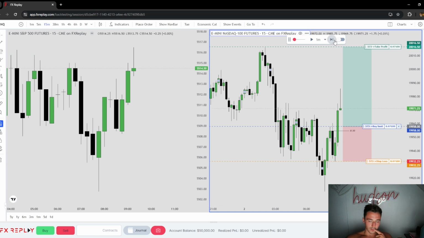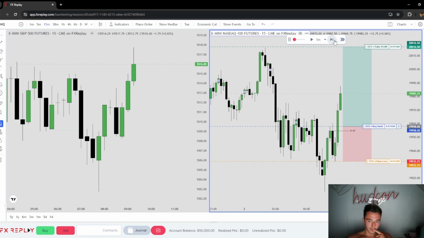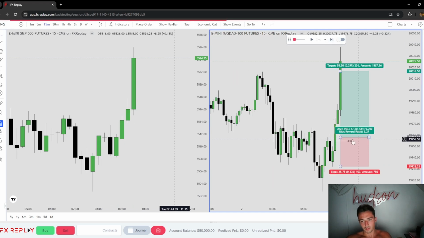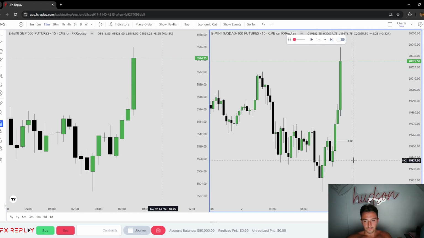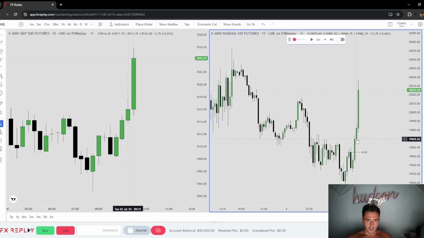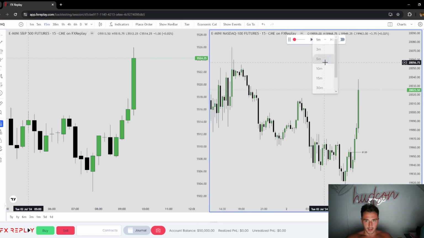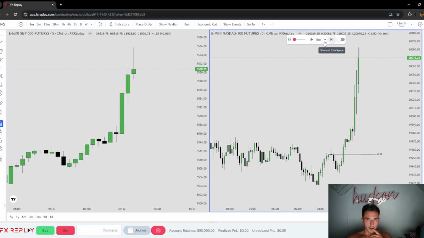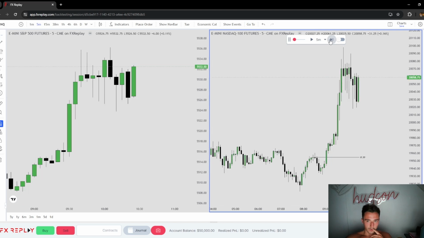It looks like we're just going to pump straight through the open though. Oh yep, we just pumped straight through the open. So that kind of sucks. We could have used this as our entry, but it is what it is. We'll see if anything else arises, but I wouldn't trade here. Pump, I wouldn't trade. Yeah, we're just going to chop.